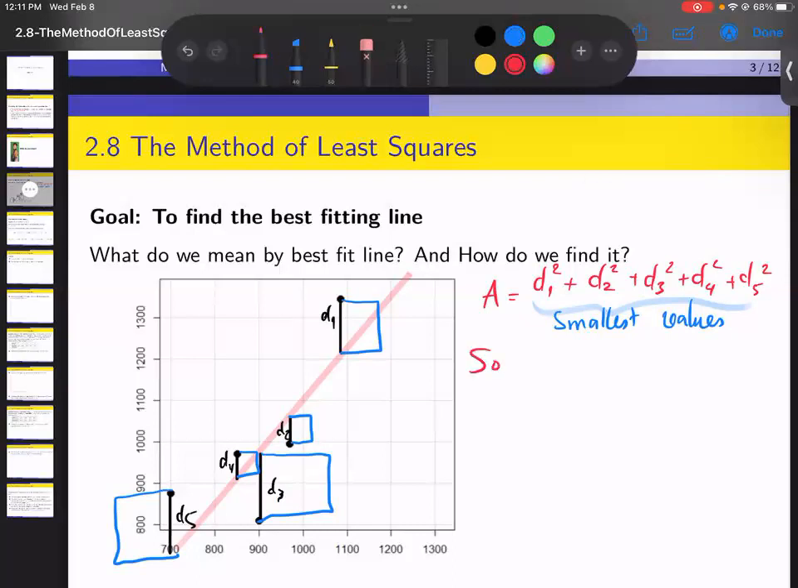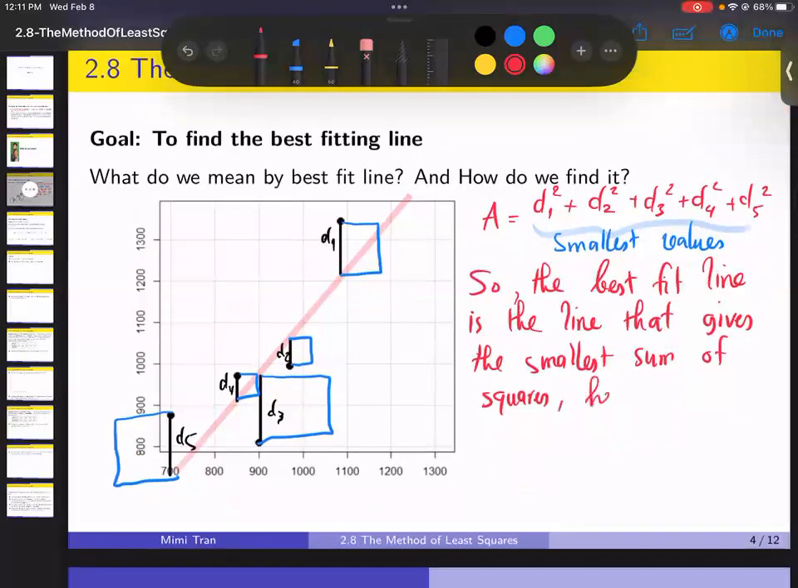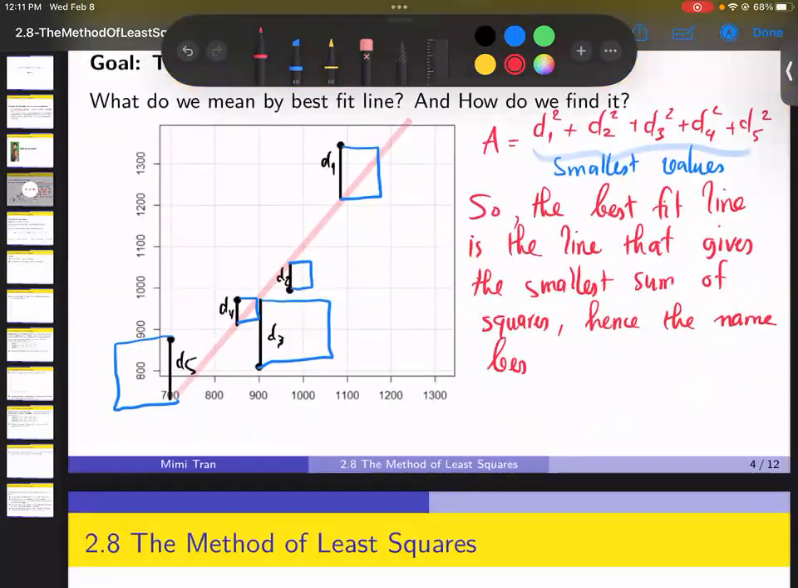So the best fit line is the line that gives the smallest sum of squares. Hence the name least squares line.